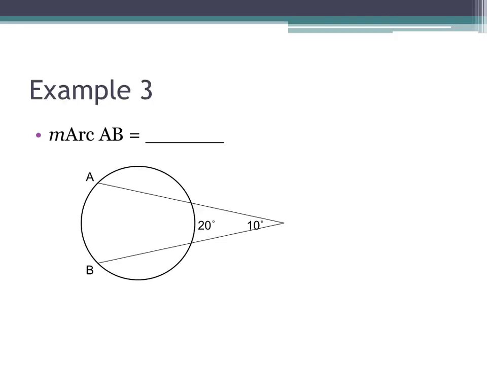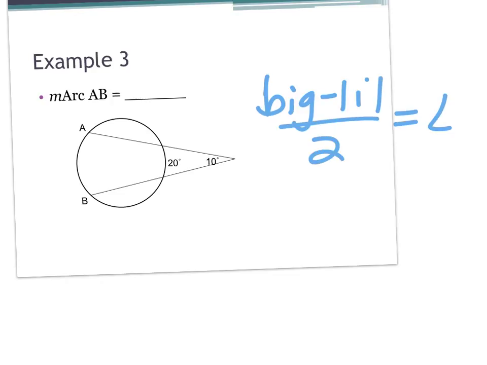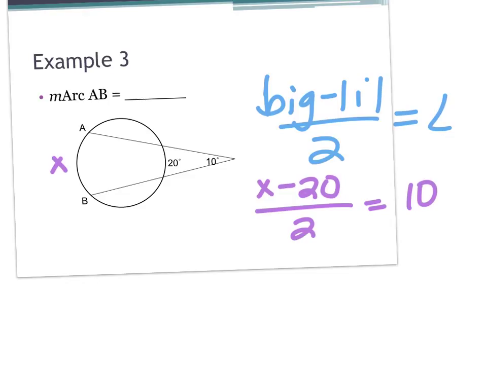All right, arc AB this time. Again, I have an angle formed, and it's located where? Outside, which means I'm going to use big minus little divided by 2 equals the angle. This time I have the angle and I'm missing which one? The big arc. So let's say this is x minus the little one, which is 20, divided by 2 would equal the angle, which is 10.